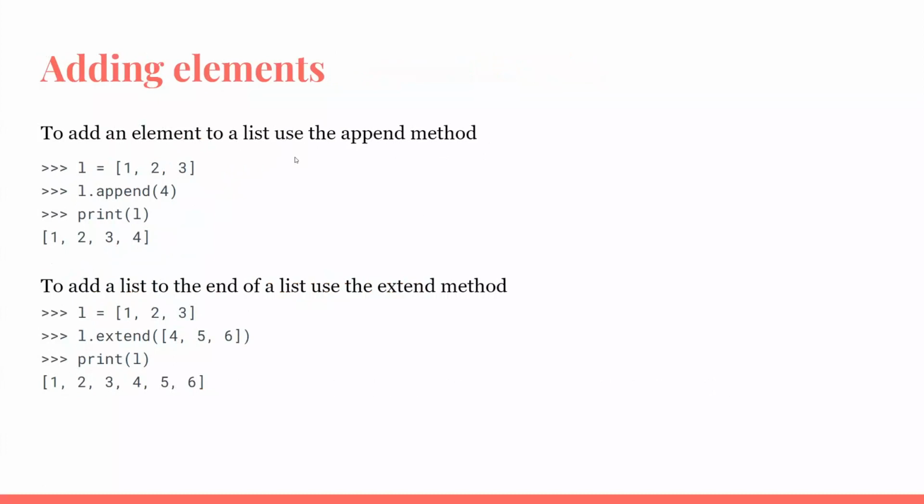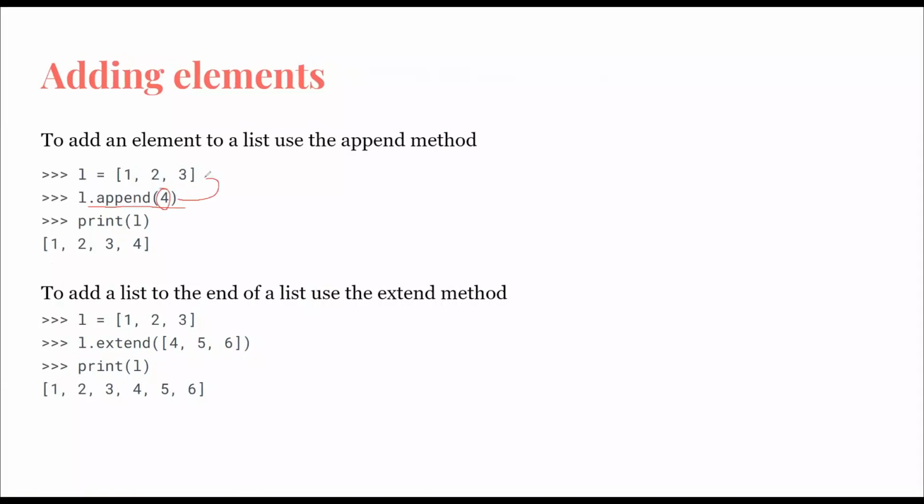So to add an element to a list, use the append method. So if you do list dot append for the value, it'll basically add this value into the end of the list. So now you have 1, 2, 3, 4. And to add a list to the end, use the extend method. So instead of adding one number, you want to add 3 numbers at the same time. Instead of using append, you use extend, and if you want to extend the list with 4, 5, 6, you will just print out 1, 2, 3, 4, 5, 6.